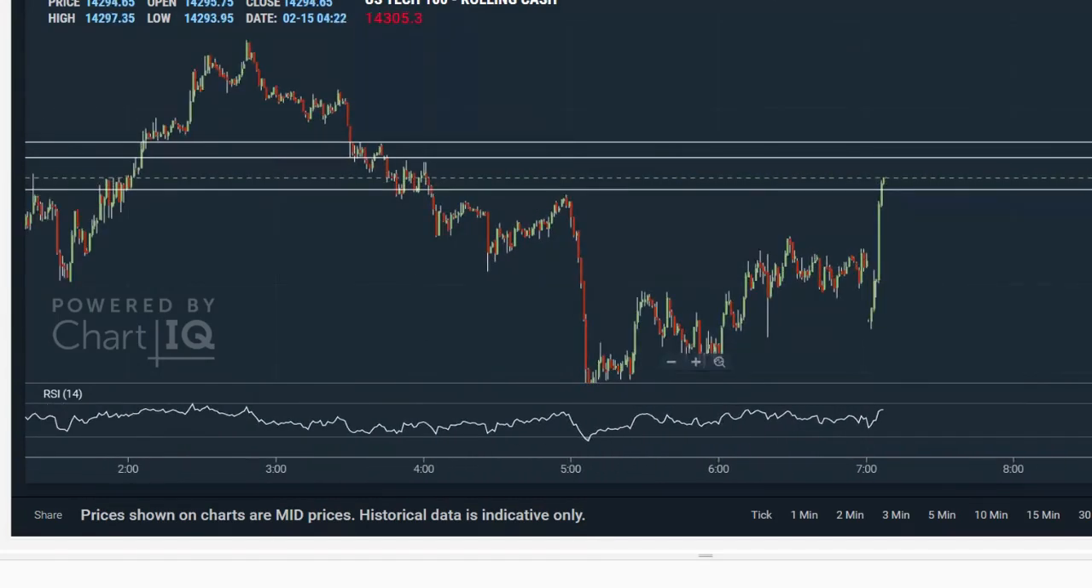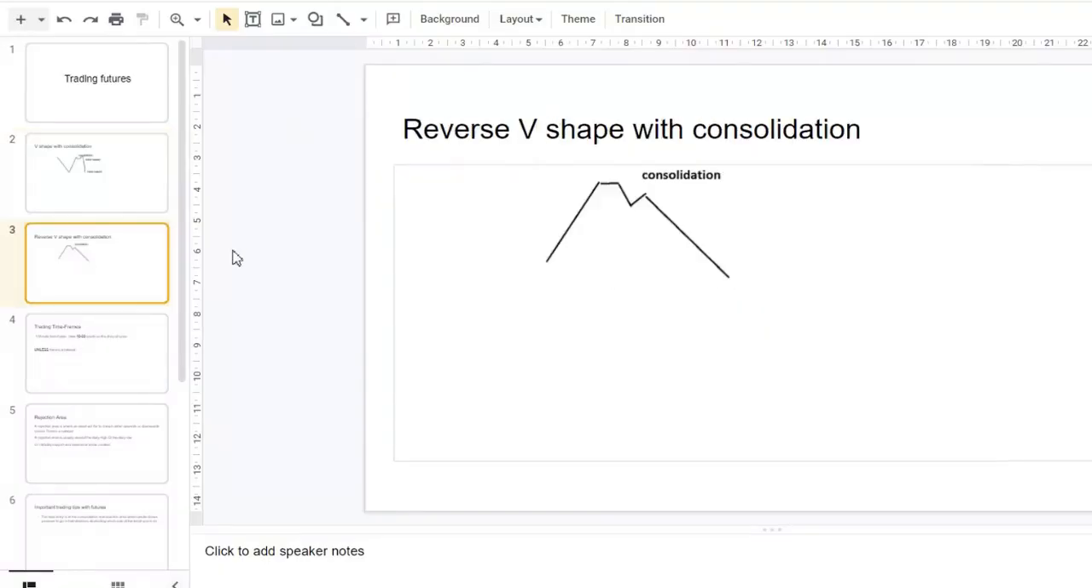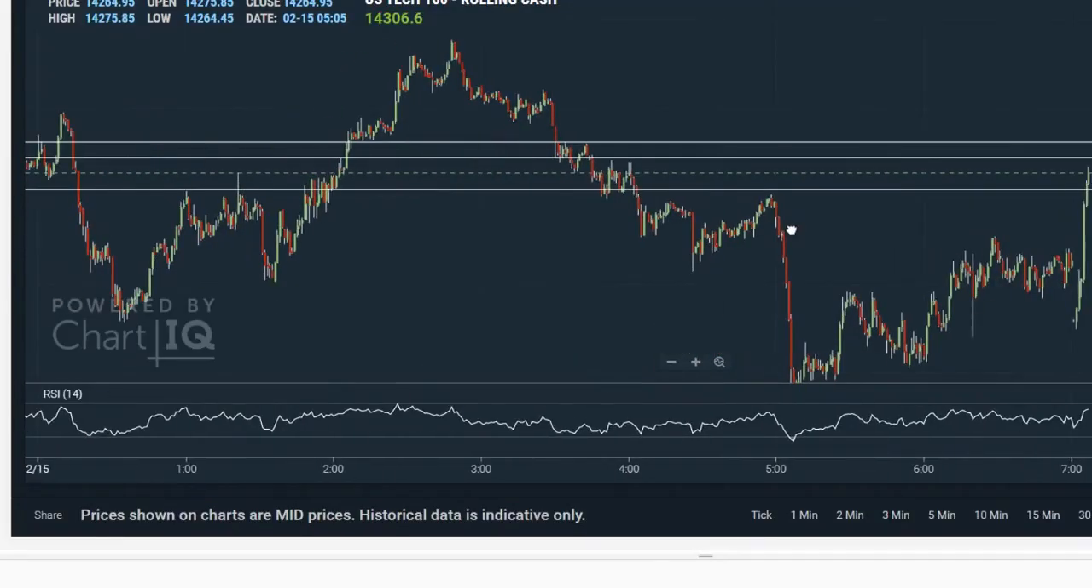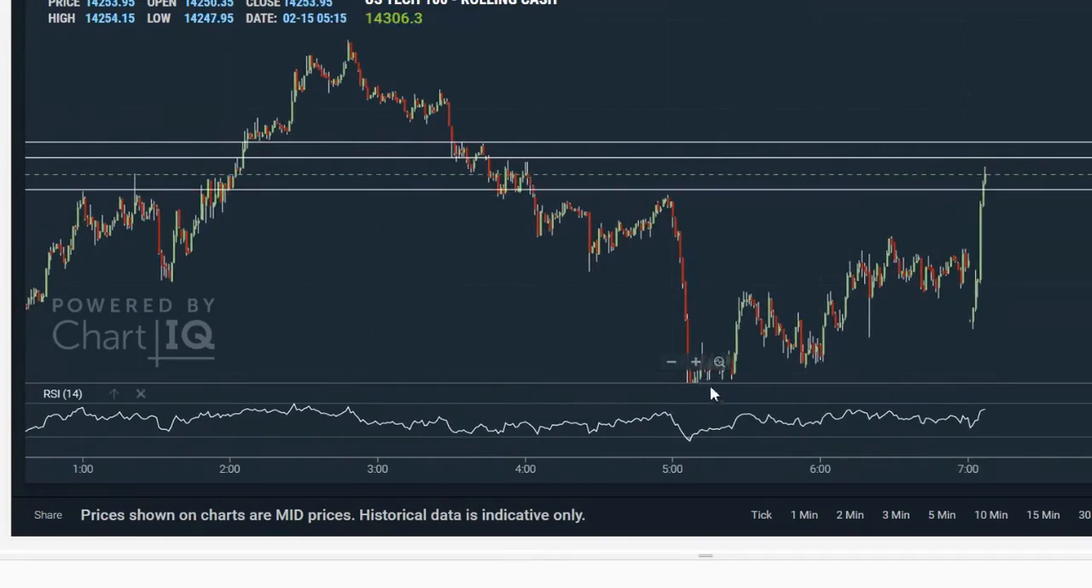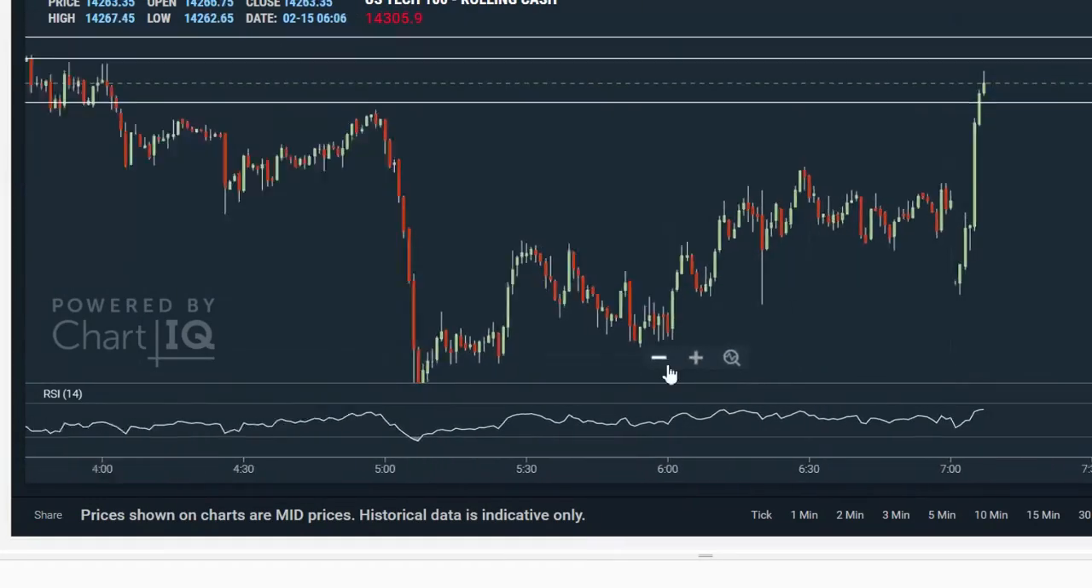So another example would be the reverse V-shape with consolidation. This is when you have bad news or the market is overextended. It's sold off the day before, and now it's recovering. So let's see if we can find an example on the chart. Well, this will be an example, okay?